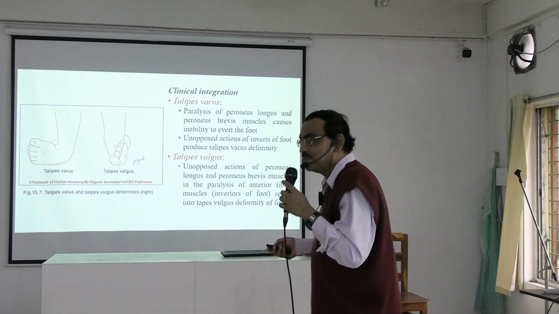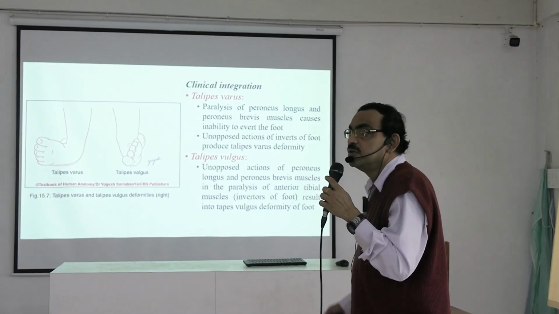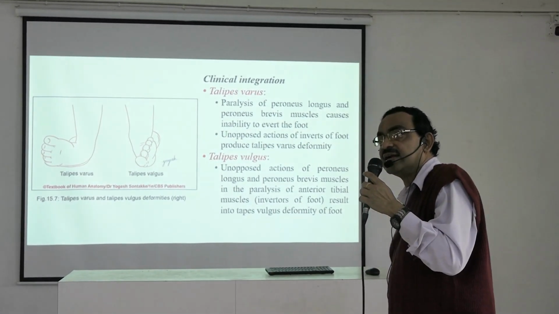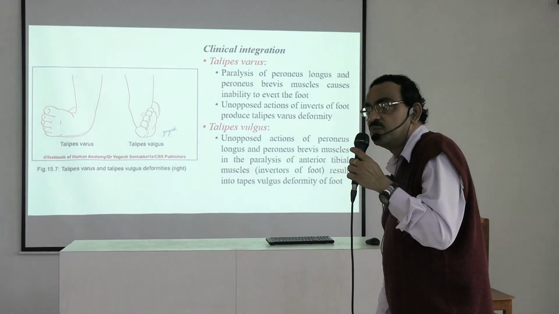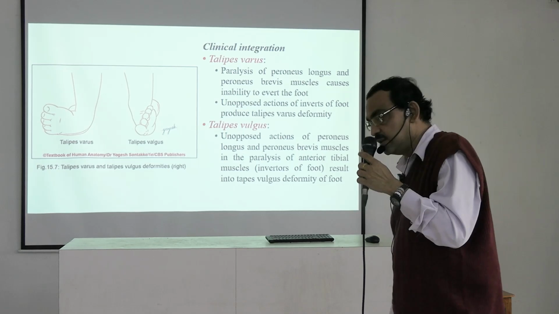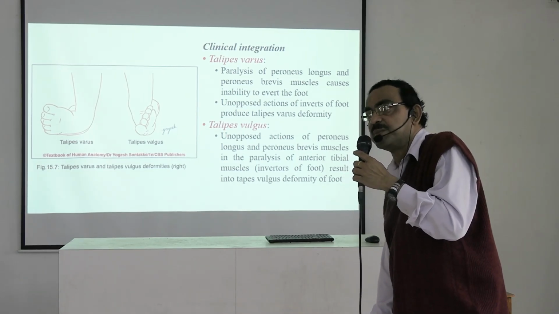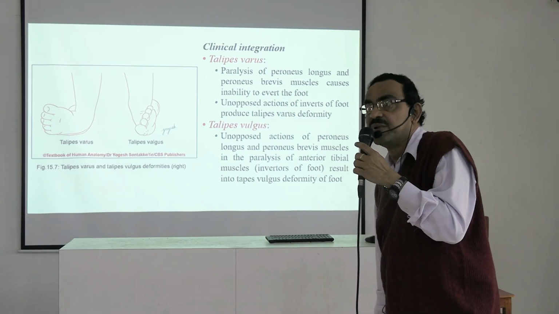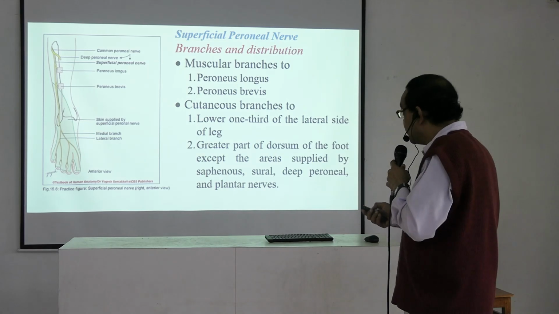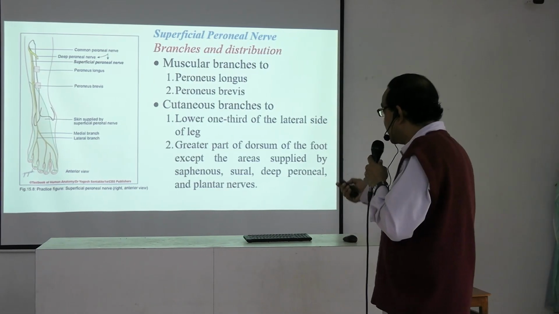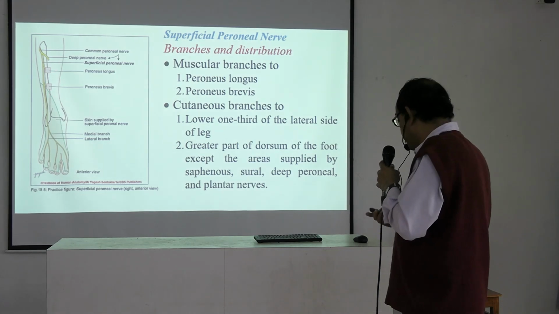Talipes varus, and this is valgus. Varus is due to inactivity of the lateral compartment muscles, whereas the anterior compartment muscles which are overactive. In valgus, the anterior compartment muscles are weak and the peroneal compartment or lateral compartment muscles are overactive. This is the superficial peroneal nerve which supplies both the longus and brevis muscle. Peroneus longus and peroneus brevis muscle.